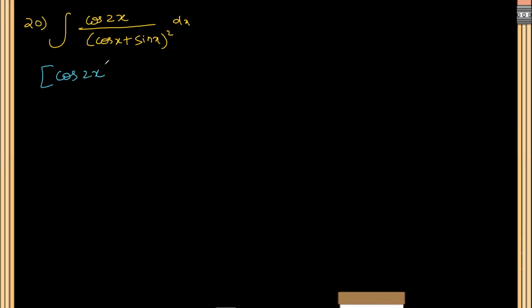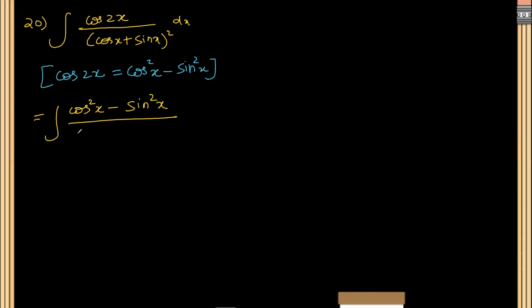Question number 20, integral of cos 2x the whole by (cos x plus sin x) the whole square dx. So here we try to use the cos 2x formula in the numerator part alone. As we have cos and sin terms in the given question, we replace this as cos square x minus sin square x. So the numerator of the given question becomes cos square x minus sin square x, the whole by, let the denominator be as it is.